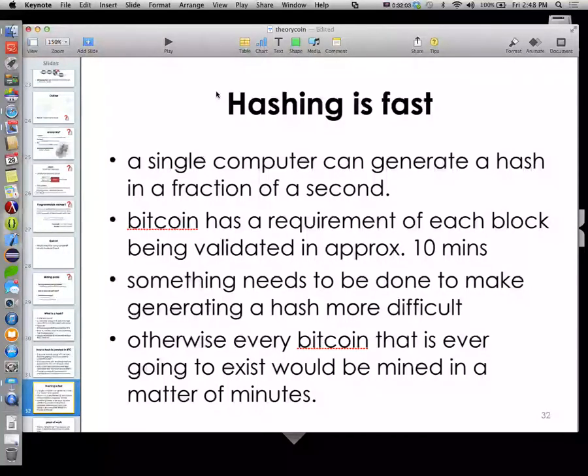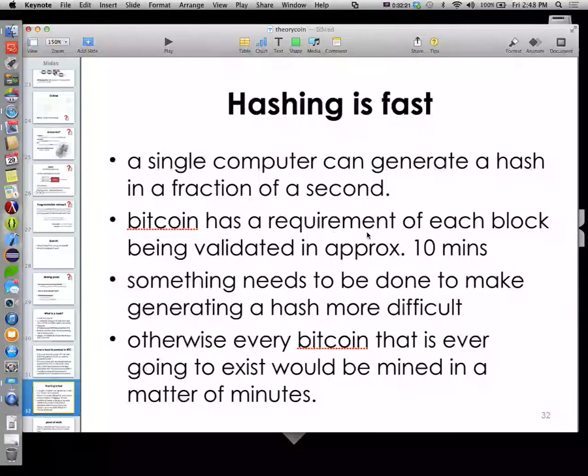So when we say a single computer can generate a hash in a fraction of a second, we shouldn't be that impressed with it, because we have pieces of mining equipment today that can generate millions upon millions of hashes every second.